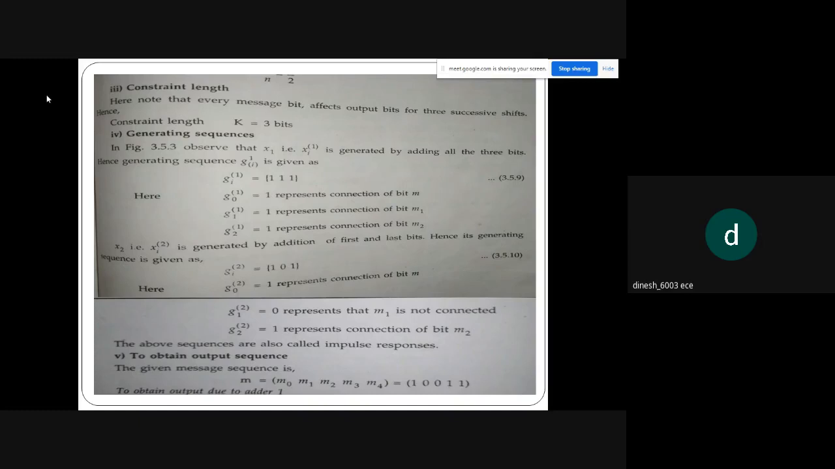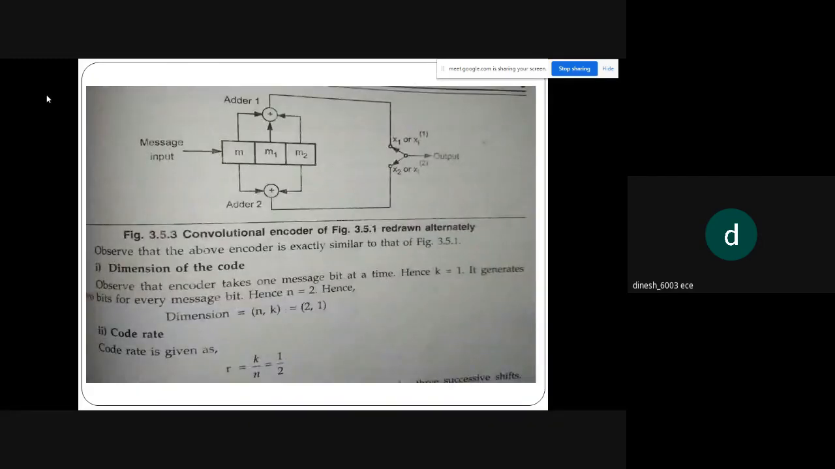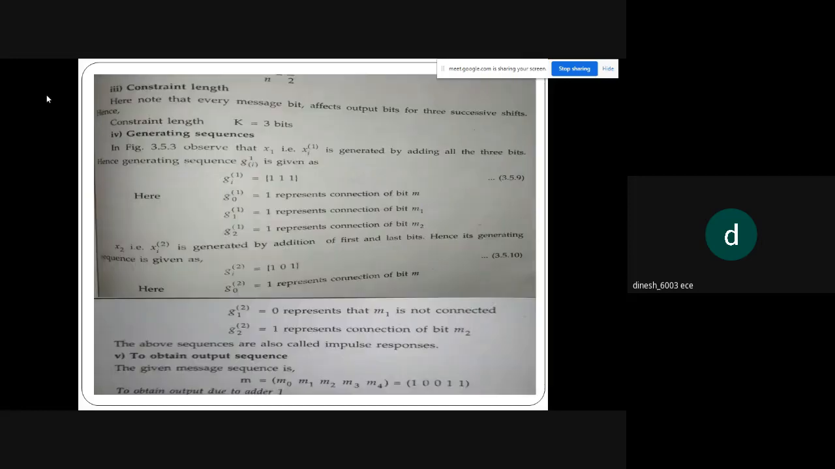From the diagram, we need to see what our x of i of 1 or x1 is. When do we get x1, or x i of 1? We get it from the modulo 2 addition of m, m1, m2. So x i of 1 is generated by adding all the 3 bits, by modulo 2 addition of all the 3 bits.